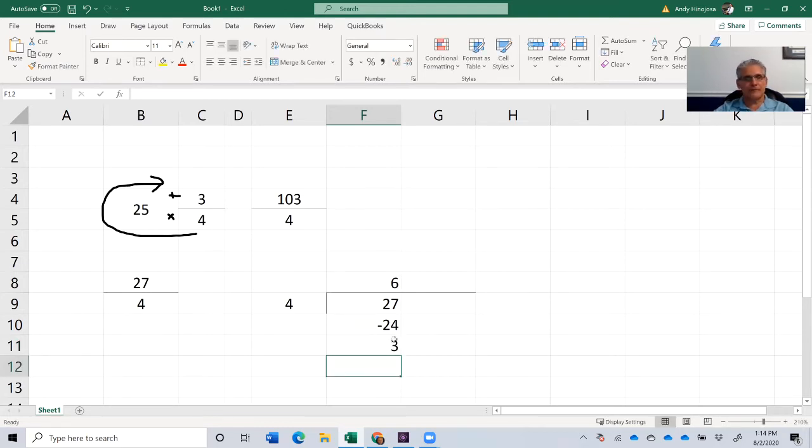To finish off converting the improper fraction to a mixed number, well, we know 6 is the whole number. So at this point in time, we're going to take the remainder of 3, and that's going to be over the same denominator that we had in the original problem. So the answer is going to be 6 3/4.